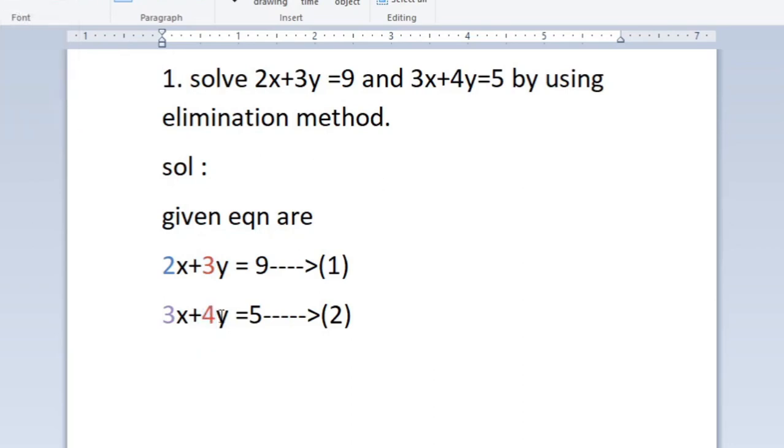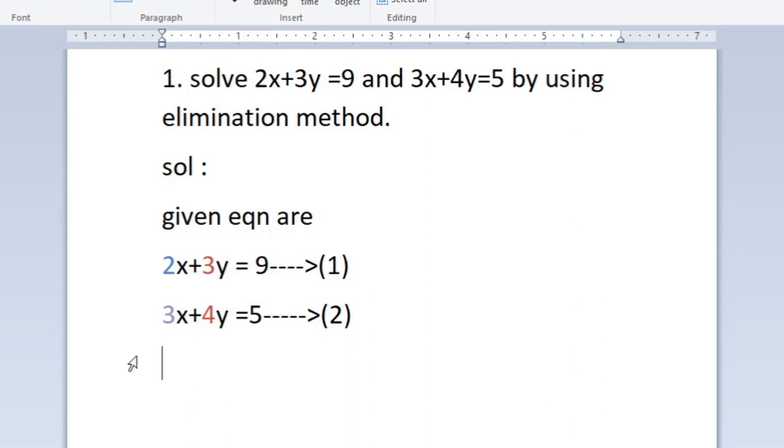In first equation, x coefficient is 2. In second equation, x coefficient is 3. So clearly they are not equal. Then come to y coefficient. In the first equation, y coefficient is 3. In second equation, y coefficient is 4. Both are not equal. So what we have to do? We have to make the coefficients of x or the coefficients of y equal. Okay. So I would like to equal the x coefficients.